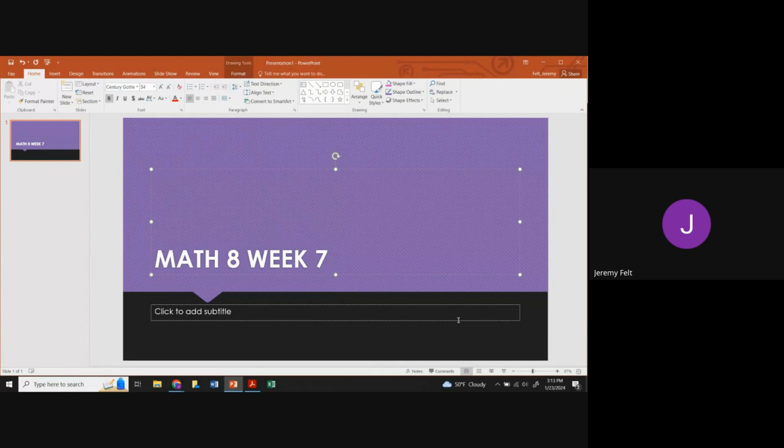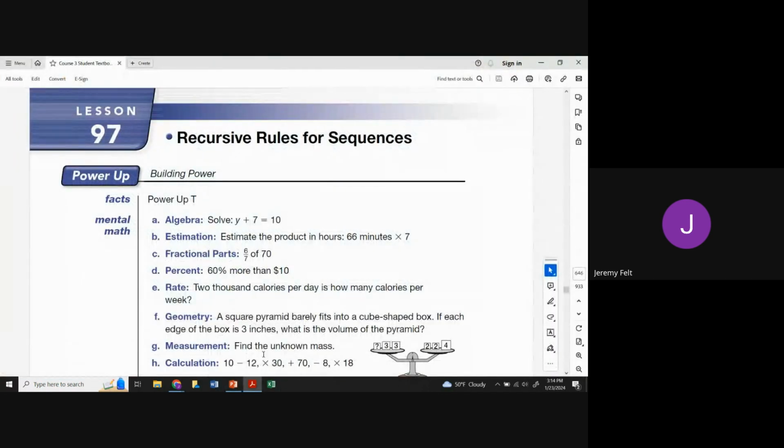The 3 lessons we're covering are 97, 98, and 99. So those will be our 3 for this week, nearing the end of the unit. Let's look over at lesson 97 on page 646.